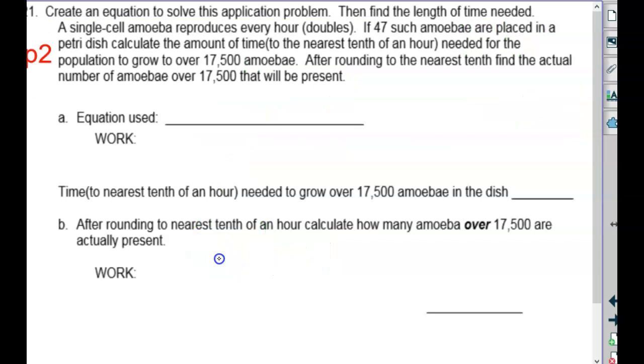All right, this is the one that's so many points. We got good at these eventually. I hope we still remember. Wasn't that long ago. Create an equation to solve this application problem. Then find the length of time needed. A single cell amoeba reproduces every hour, and it says it doubles. That's your rate. Yeah, it's the half-life formula, but it's doubling. So we're going to have a 2 as the rate. This is the formula.